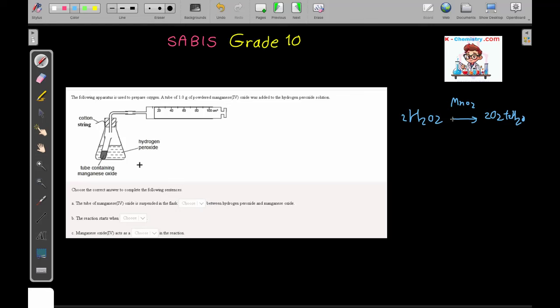This is the hydrogen peroxide that people use with coloring agents to dye their hair and make it brown or make it light colored.